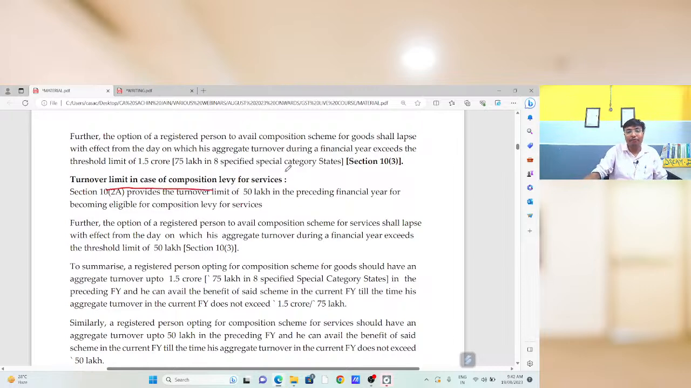turnover limit in case of composition levy, 50 lakh rupees in preceding financial year becoming eligible for composition levy in case of services, and 1.5 CR rupees in case of goods, but 75 lakh rupees for special category states.